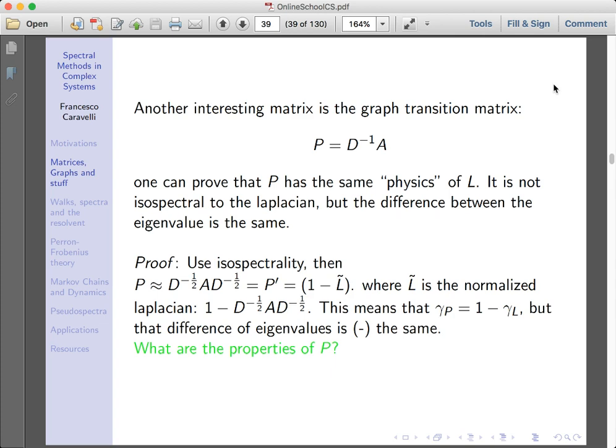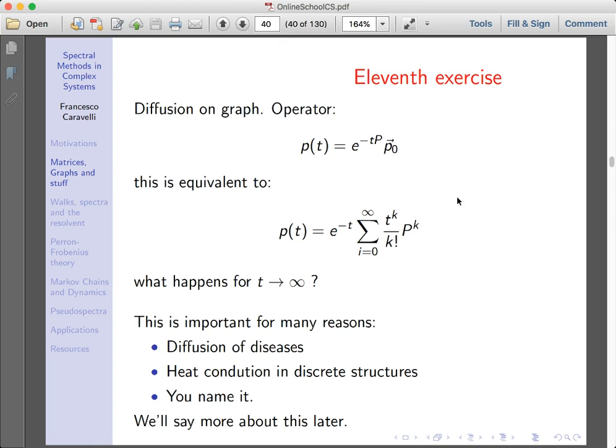And in order to prove that, you can use the isospectrality we had discussed before, and show that the eigenvalues of P are very similar to those of the original Laplacian, but shifted by a factor of 1. Okay. So this is to say that the original Markov chains and diffusions are very closely related. They are closely related for the following reason.